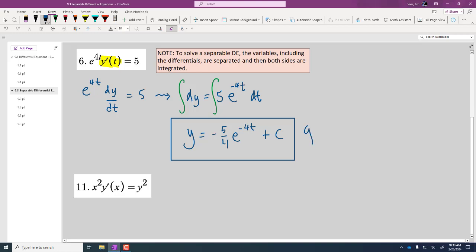We call that the general solution because there's a c in it. That is the general solution to that separable differential equation.